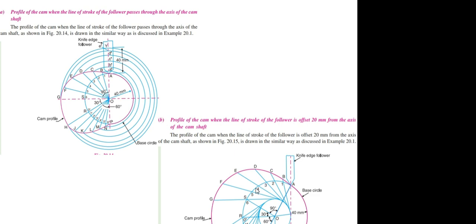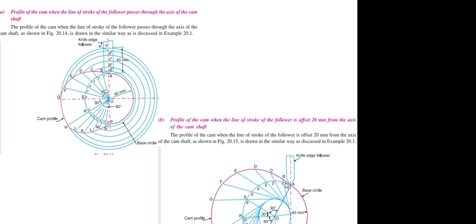From 1 dash, 2 dash, 3 dash, 4 dash, 5 dash, 6 dash, draw the lines tangent to the offset circle. Why? Because at initial position, the axis of follower is tangent to the offset circle. So from all these points, draw the line tangent to the offset circle and extend outside the base circle. Similarly, in theta R also we have points 0 dash, 1 dash, 2 dash, 3 dash, 4 dash, 5 dash and 6 dash. From all these points, draw line tangent to the offset circle and extend outside the base circle.